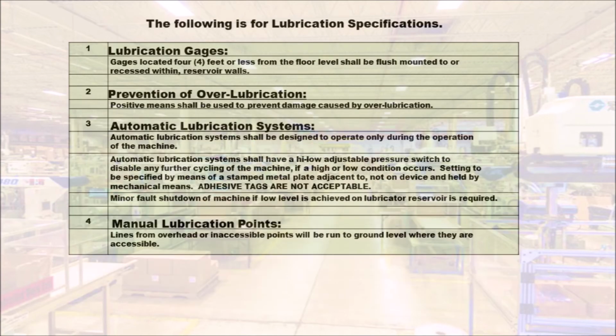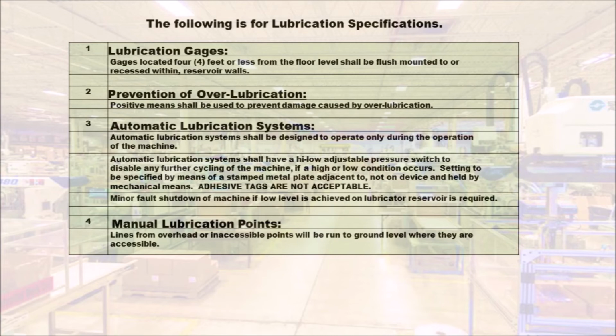The following is for lubrication specifications. Lubrication gauges. Gauges located 4 feet or less from the floor level shall be flush mounted to or recessed within reservoir walls. Prevention of over-lubrication. Positive means shall be used to prevent damage caused by over-lubrication.